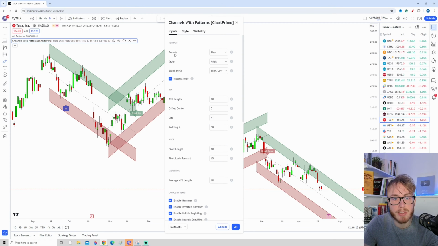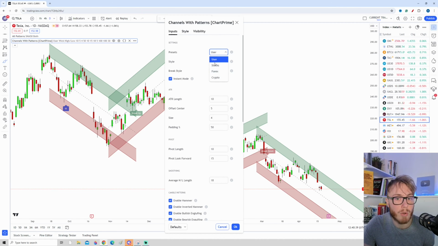For example, here at the top, we have some presets. These are basically preset settings that are made by Chart Prime. So for example, if you trade stocks, you can use the stock preset. If you trade forex, you can use the forex preset, and so on and so on.